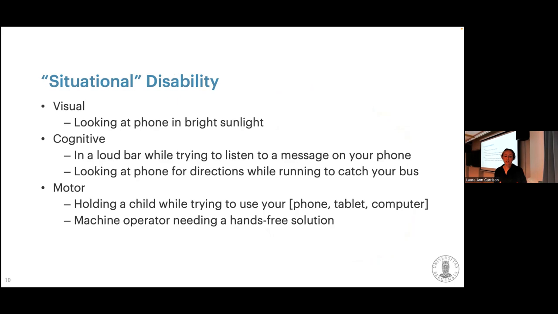But a visual disability can be like you're looking at your phone and it's really, really bright out. So that's an accessibility issue if you can't see what's on your screen. Cognitive disability can be similar to being in a really loud bar where you're trying to listen to a message on your phone when there's a lot going on, there's a lot of sound, and it's hard for you to focus. Or you're looking at your phone while you're racing to catch the bus and you need to get directions fast and you're just stressed. Or a motor disability can be when you're holding your kid while you're trying to use a device, or you're a machine operator and you need a hands-free solution. These all fall into some type of situational or environmental disability, which means it's important for us to think about this, not just for the subgroup of people that can be sometimes inconvenient to think about.